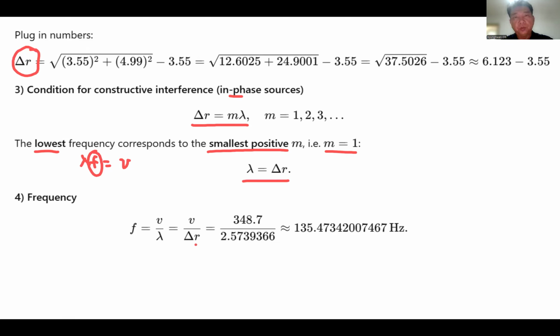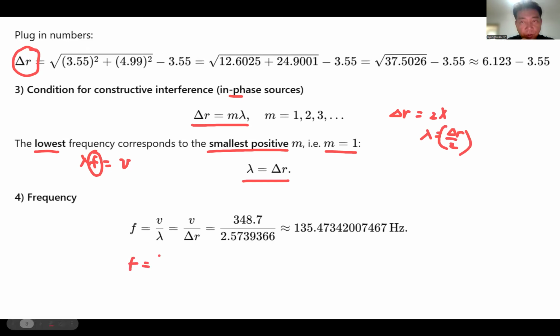If you increase to m equal to 2, then delta r equals 2 lambda, so that lambda is delta r over 2. If you plug in, f is given by v over delta r over 2, so it is 2 times this frequency, f0. So that is not the minimum, not the lowest frequency. The lowest frequency happens when m equals 1. Okay.